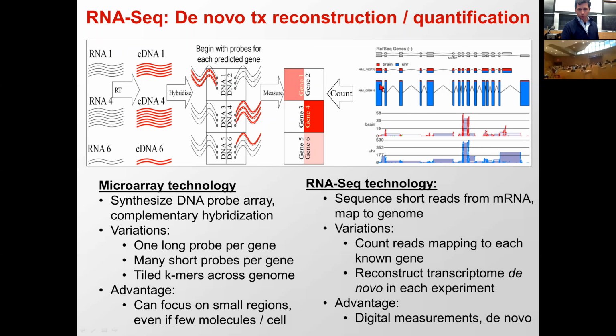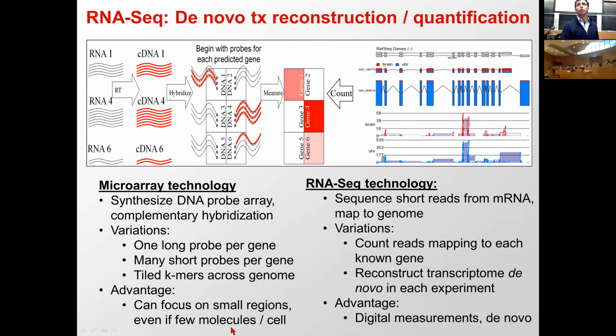And what you can do then is effectively sequence short reads from the mRNA itself. So instead of taking these RNA molecules and then hybridize them, we're going to take these RNA molecules and simply count them. Now, the advantage of microarray technology is that you can focus on small regions of the genome. You only synthesize what you care about.